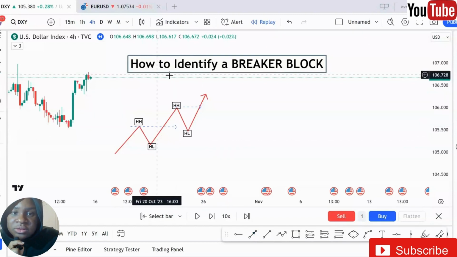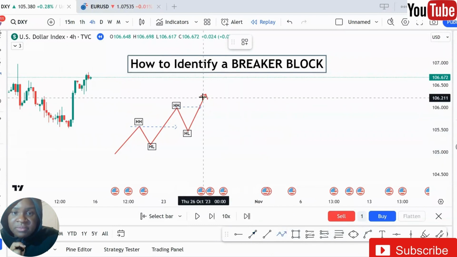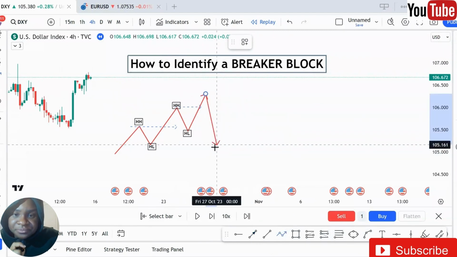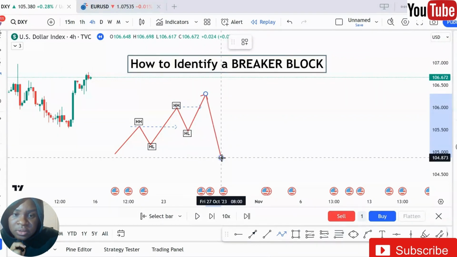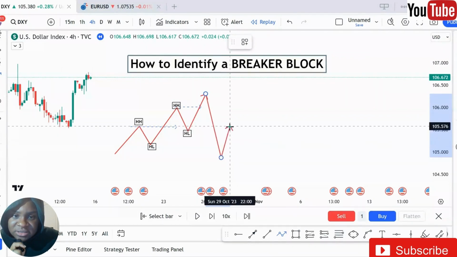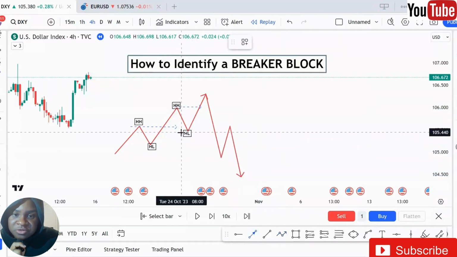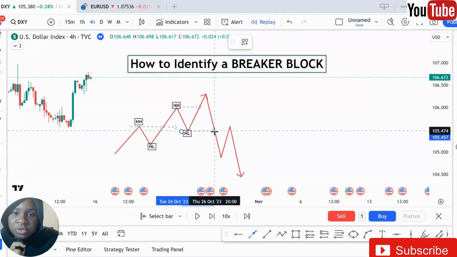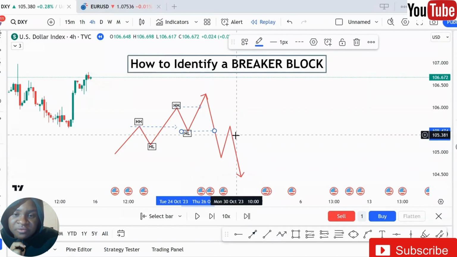Now, for us to get a valid breaker block, market has to change trend. Market has to come down here, break the low, and come back and retest it and continue its momentum. That's where we see a change of character. If you had watched the video on a change of character, you see I placed rules there. For a breaker block to be created, a change of character has to happen first.